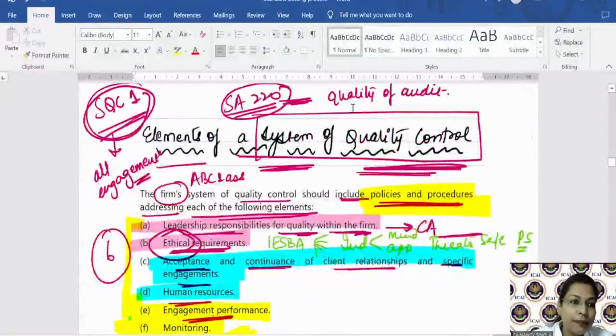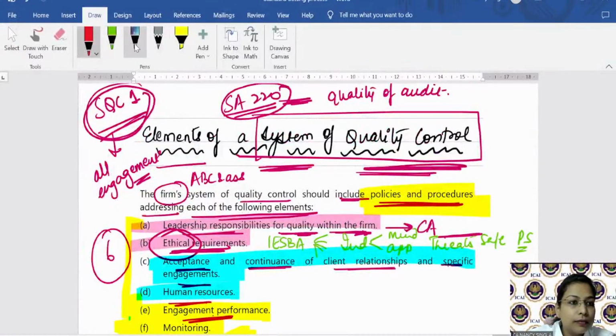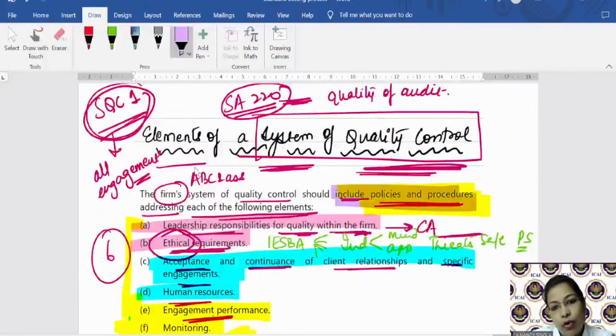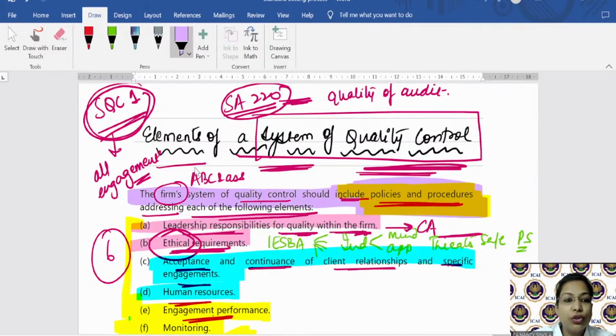देखो यहाँ पर था ना, let me just, ये वर्ड था ना, just a minute. Policies and procedures. हमने क्या बोला था? The firm system of quality control should include policies and procedures addressing each of the following elements.